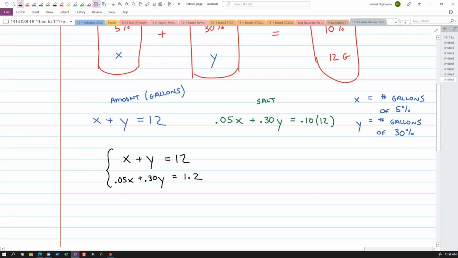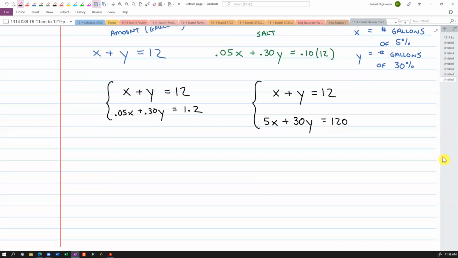All right, one more step before we solve. What would you like to do? Let's get rid of the decimals. To get rid of the decimals, I see that I'm going to have to move this over twice, right? This I would only have to move once, but we need to do something that works for all of them. So I'm going to have to go twice for each of them. So that'll get our final system. X plus Y equals 12. And then we have 5X plus 30Y equals 120. Okay, there's our system.